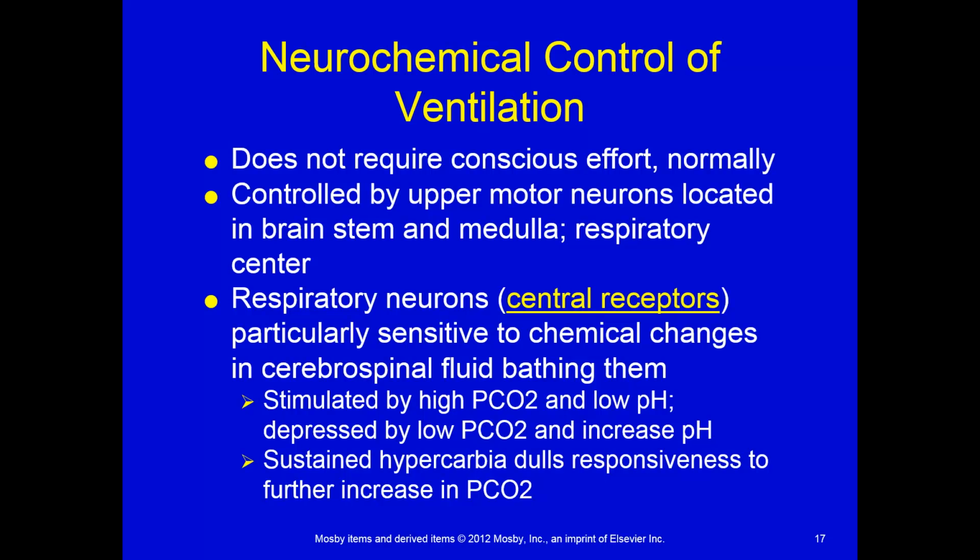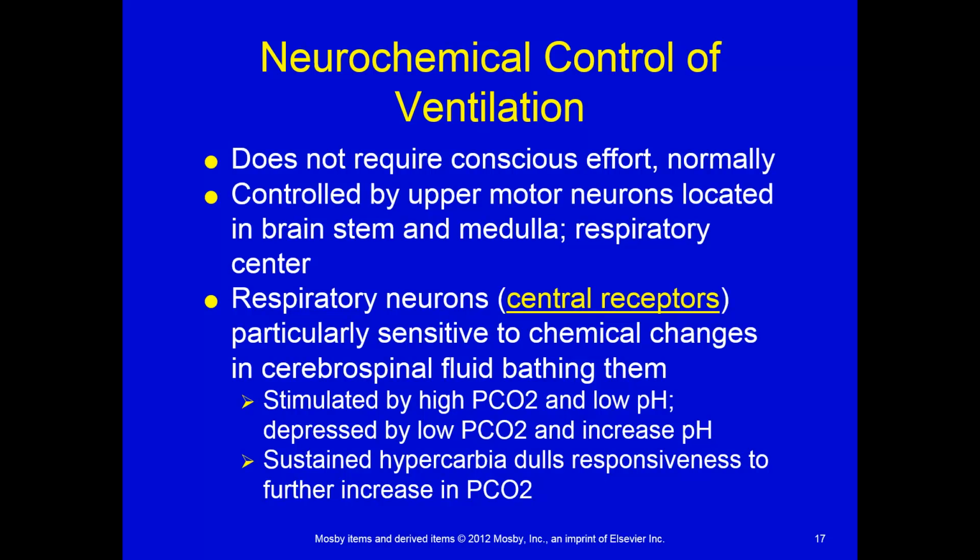Breathing is controlled by upper motor neurons located in our brainstem, in our medulla. We know that because we talked about it already in our neuro content, right? We refer to that brainstem medulla neurologic control of our breathing as our respiratory center in the brain. It's these respiratory centers that control two different receptors: the central receptors, and then on the next slide, peripheral receptors.